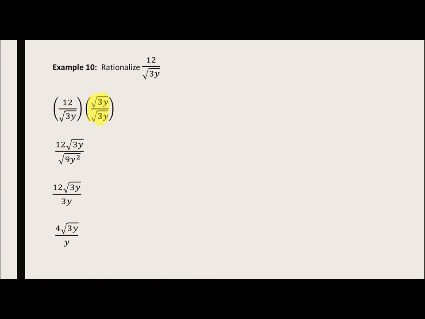We can take the square root of 9y squared. The square root of 9 is 3. The square root of y squared is y, because we take half of the 2, which equals y to the 1. And then we can divide 12 divided by 3 equals 4. So 4 square root of 3y divided by y.